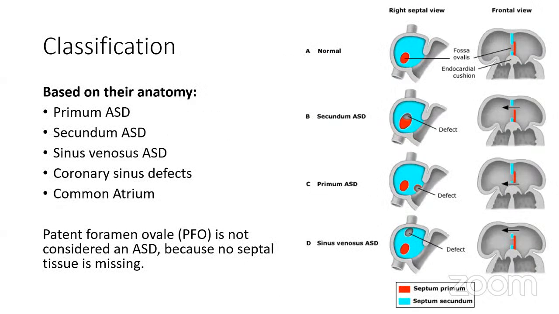Based on their anatomy, ASDs are classified into primum ASD, a defect in the ostium primum, secundum ASD, sinus venosus ASD, coronary sinus defects, and common atrium. Patent foramen ovale is not considered an ASD because no septal tissue is missing.